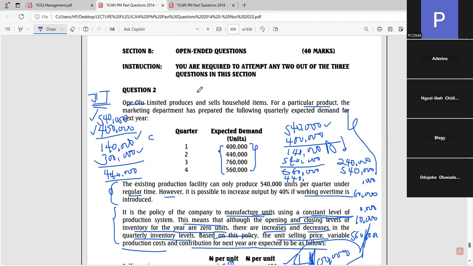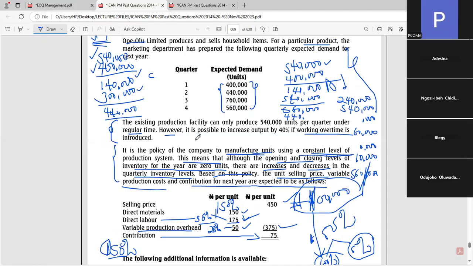Okay, good. Remember that the question told us that it is possible to increase output by 40% if working overtime is introduced. Then I told you, are we supposed to work overtime? For us to know whether we should work overtime, we need to compare demand and supply. Nobody needs to tell you this, it's economics. When demand is equal to supply, there's no need for you to work overtime.